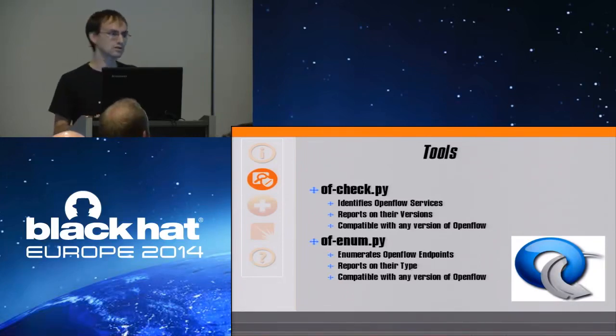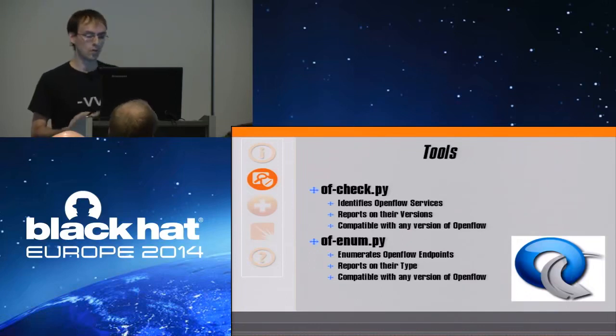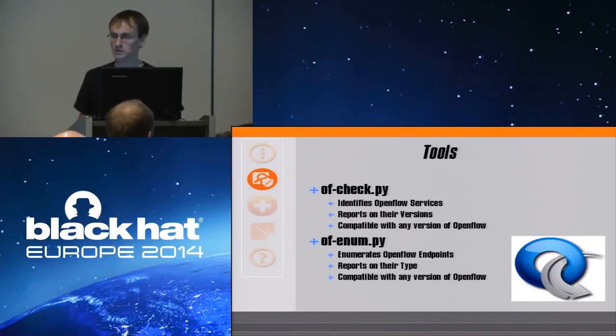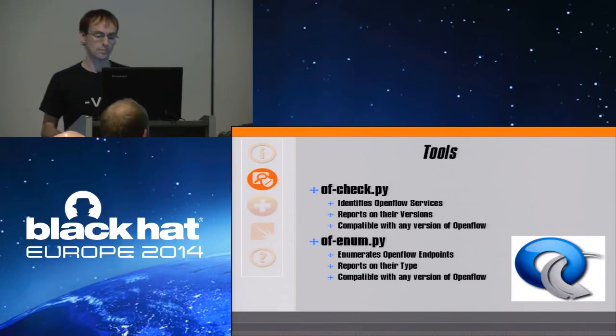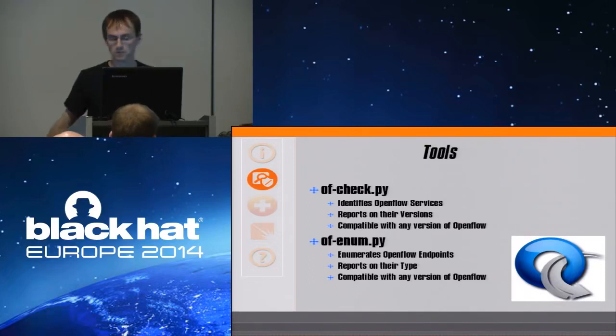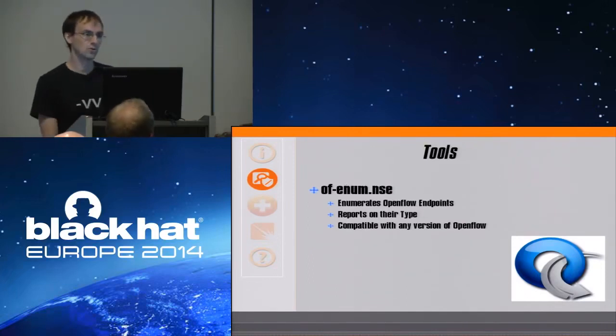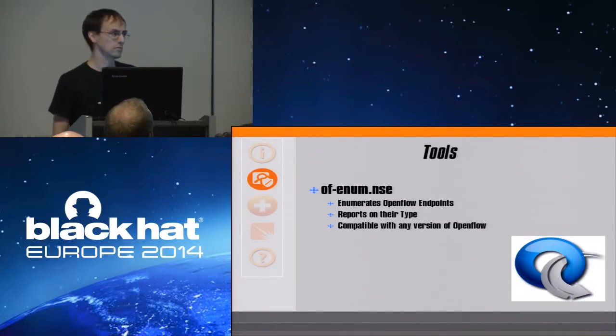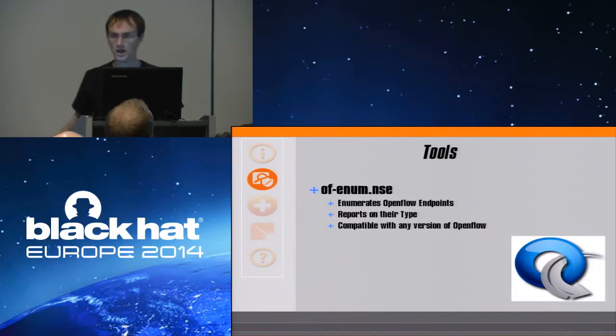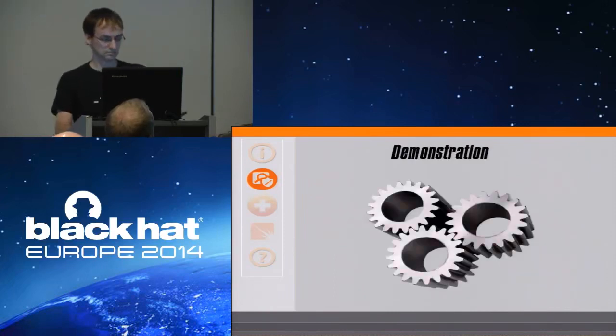Then you'll give that smaller list to OFENUM. OFENUM will then enumerate the endpoints and report on the type. It will tell you whether it's a controller or an endpoint, right? Switch or a router. It's compatible with any version of OpenFlow. And just to throw that in there, there's also an Nmap script as well. You can use that with the tools you already have. Okay. So let's go ahead and see how easy that is.